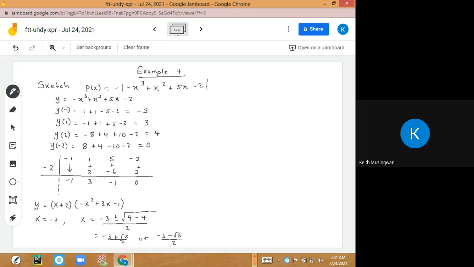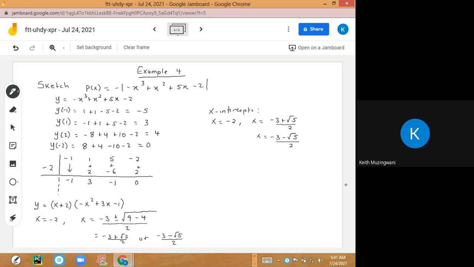So we can have our sketch. Okay, we'll use the other space. So these are the x-intercepts. So we have found the x-intercepts to be x is equal to negative 2, x is equal to negative 3 plus root 5 over 2, and x is equal to negative 3 minus root 5 over 2.